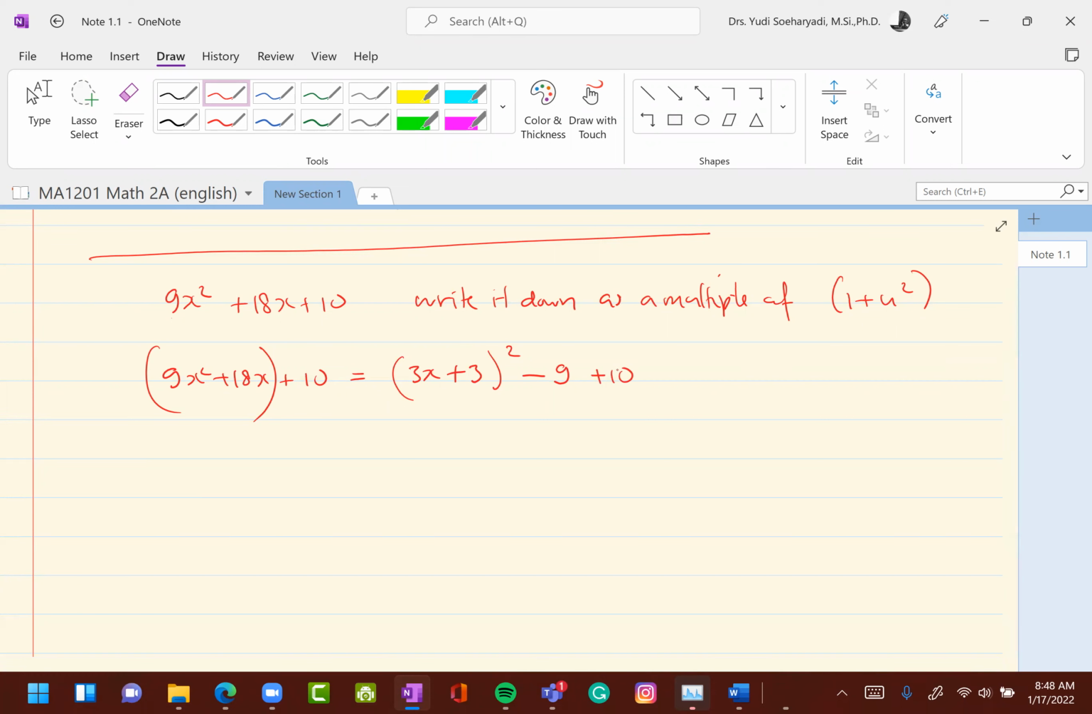Are you with me? Yes. Okay. So this 3 is already there. It's actually easier because now this is u squared plus 1 already, with u equals 3x plus 3.